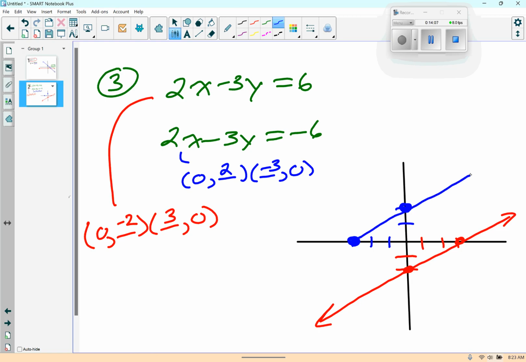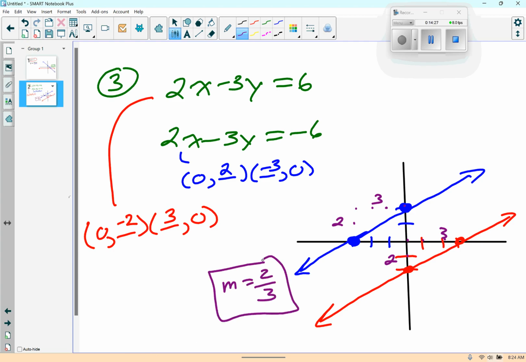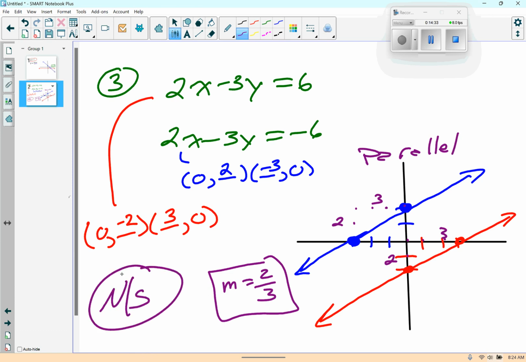Ooh, friends. What do you notice about these lines? Let's double check something here. If I go up 2 and right 3, look here, if I go up 2 and right 3, means my slopes are the same. What do you know about same slopes? Yeah, these lines are parallel. So what's the solution? There is no solution for parallel lines.